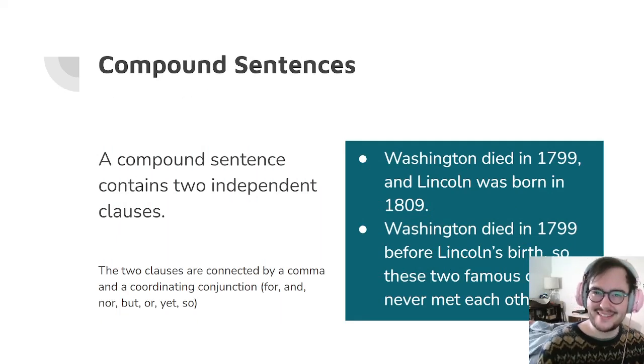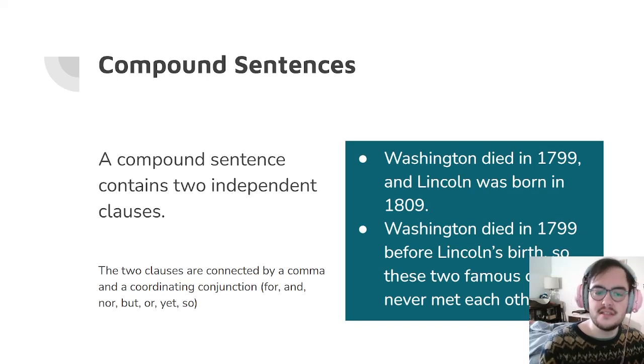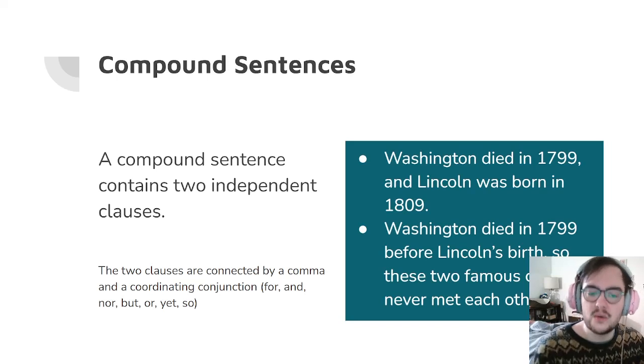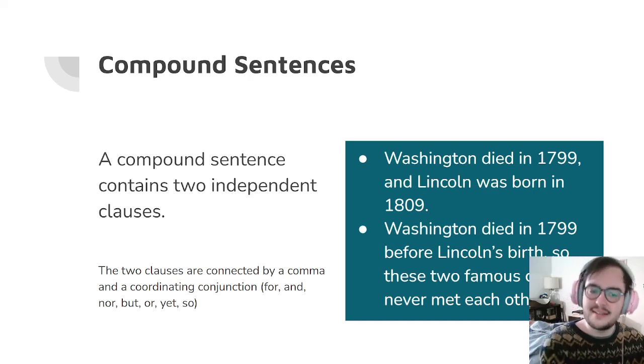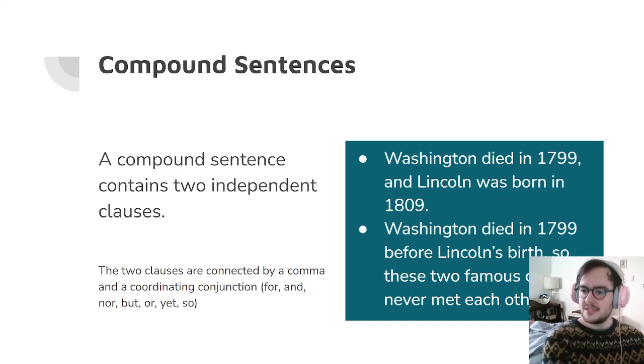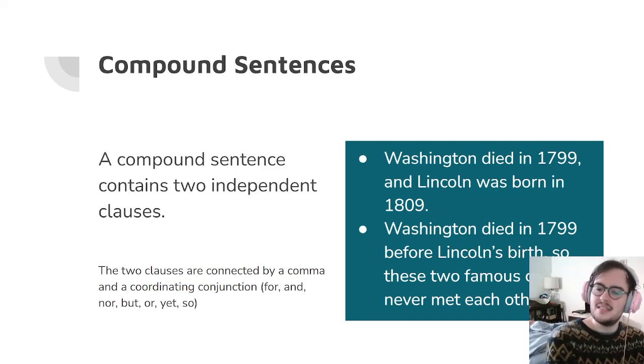Compound sentences. So from simple sentences to compound sentences, these contain two independent clauses. The two clauses are normally connected by a comma and a coordinating conjunction, such as for, and, nor, but, or, yet, or so. So let's look at the examples. Washington died in 1799 and Lincoln was born in 1809. Washington died in 1799 before Lincoln's birth, so these two famous citizens never met each other.